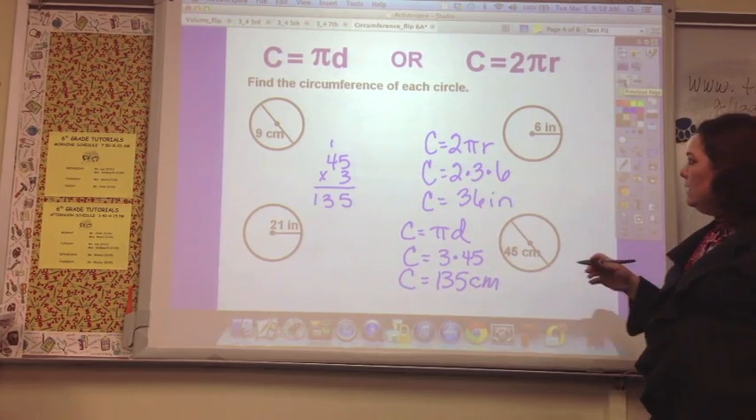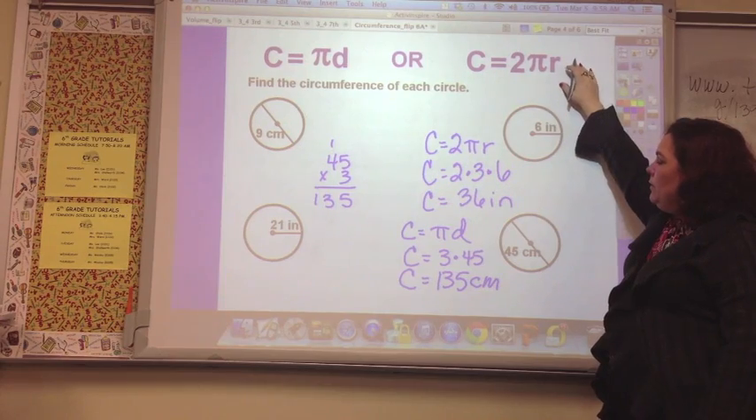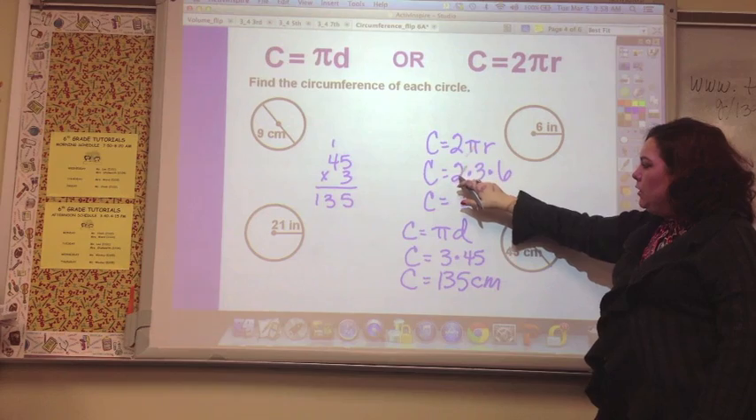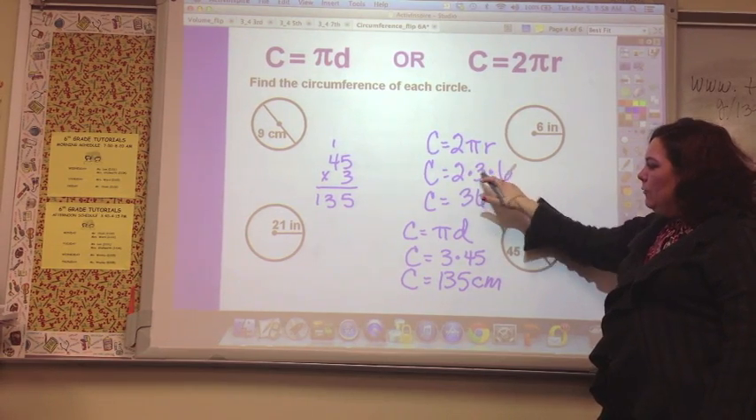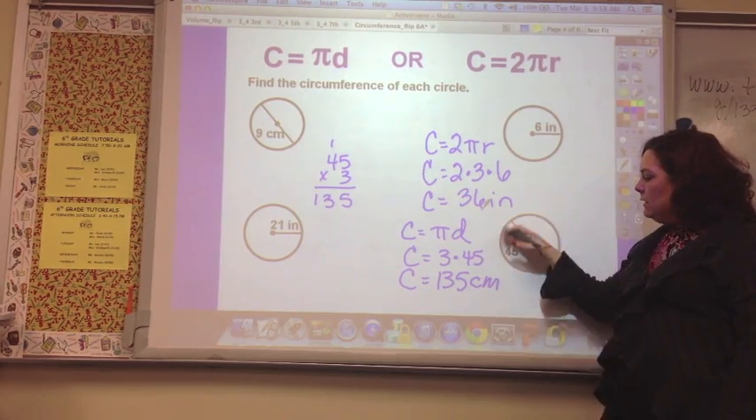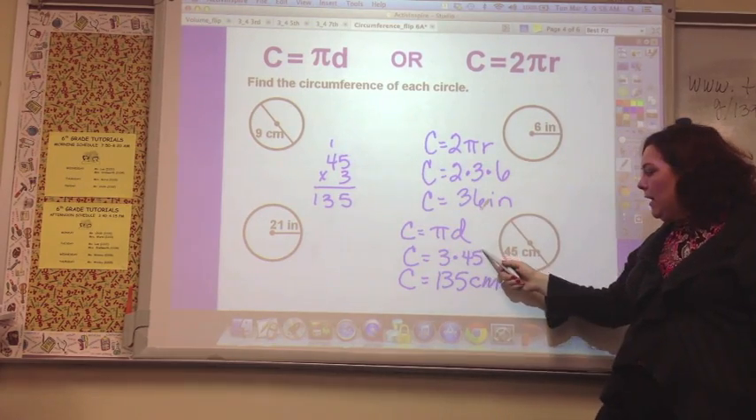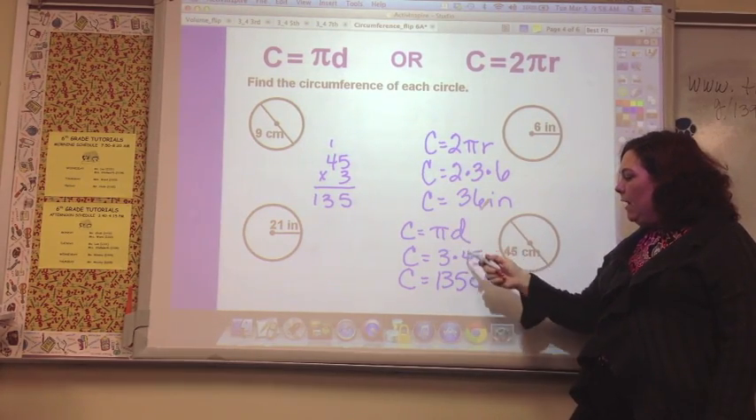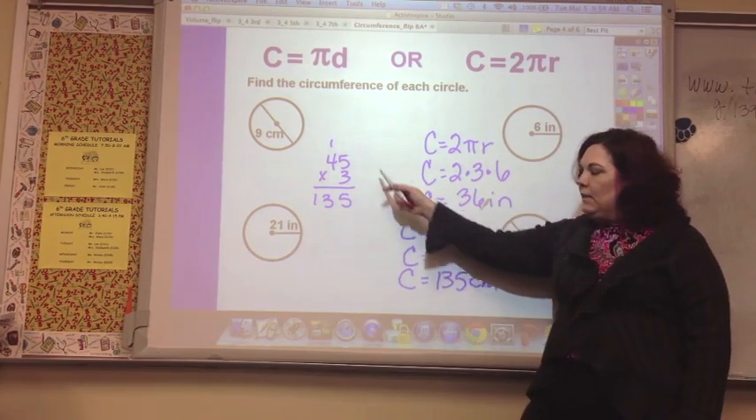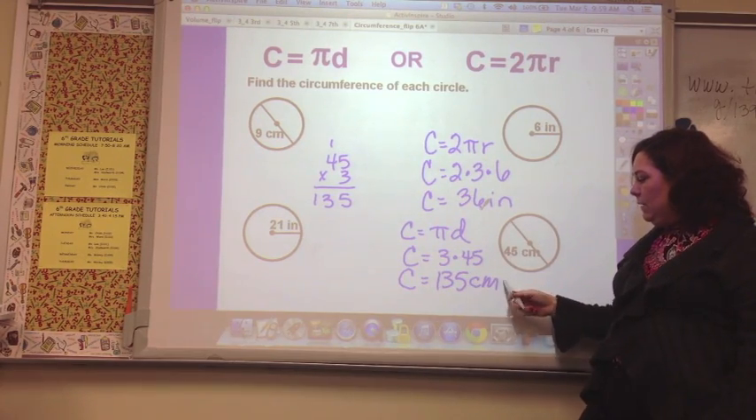So you should have done it. This is the radius. I'm given the radius, so I use this formula, 2 times pi times r, 2 pi r. So 2 times 3 times 6, which is 6 times 6, so that's 36. And then this one, I'm given the diameter, so I use this formula, C equals pi d. Put 3 in for pi, put 45 in for diameter. 3 times 45, I had to come over here and do it to the side, and I got 135 centimeters, because that's my units.